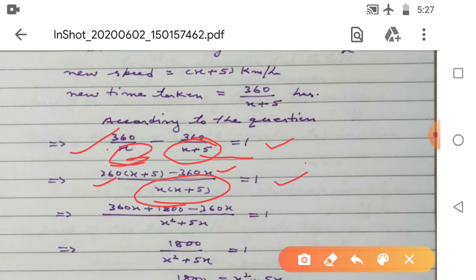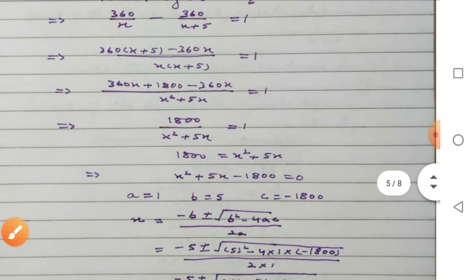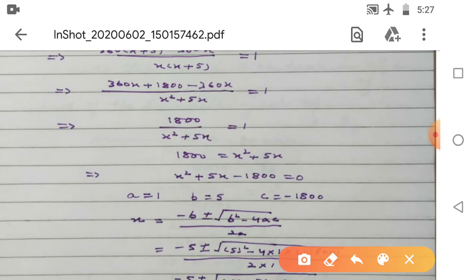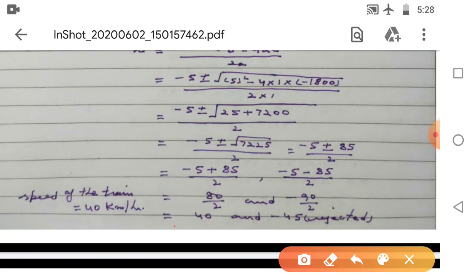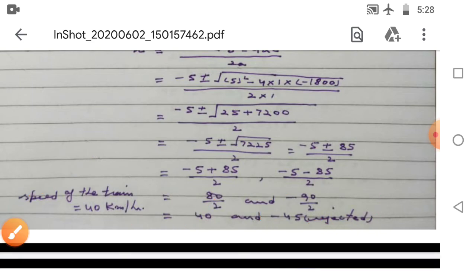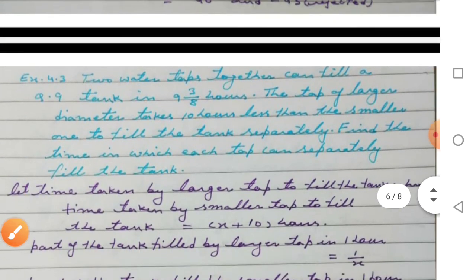So, 360x plus 360 into 5, that is 1800, minus 360x upon x square plus 5x is equal to 1. So, 1800 upon x square plus 5x is equal to 1, right. So, this is x square plus 5x minus 1800 is 0, use quadratic formula, and we have two values of x, that is 40 and minus 45. This is rejected because speed cannot be negative. So, we have the speed of the train as 40 kilometer per hour, right. Now, we come to question number 9.